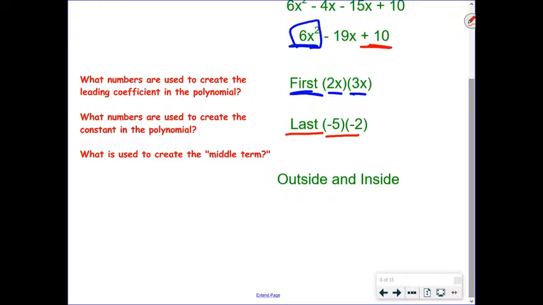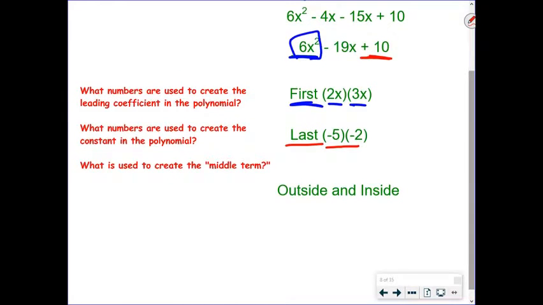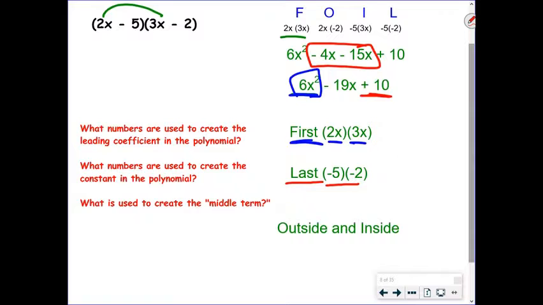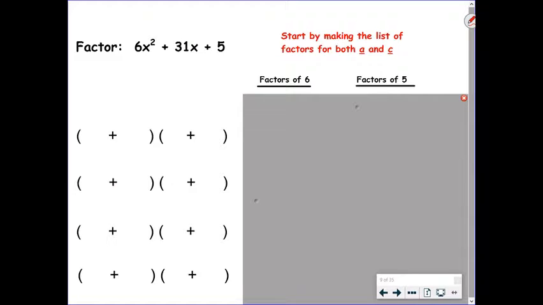So, let's take a look at one that is a little bit more difficult here. The outside and the inside there, oh yeah, that's the negative 4x and the negative 15x. We're going to be using that today. So what we want to do is factor this: 6x squared plus 31x plus 5.